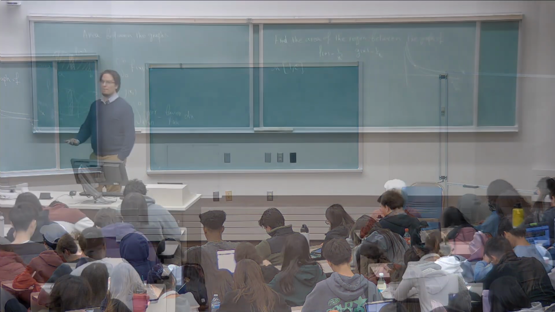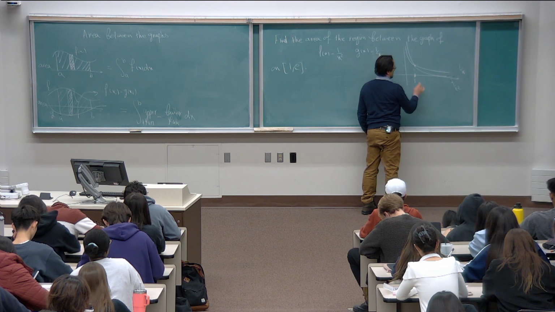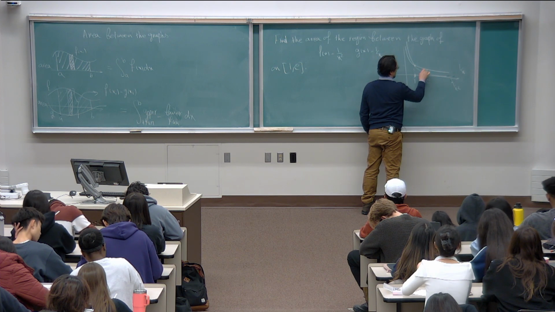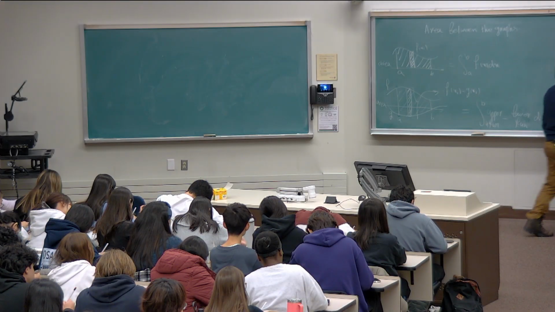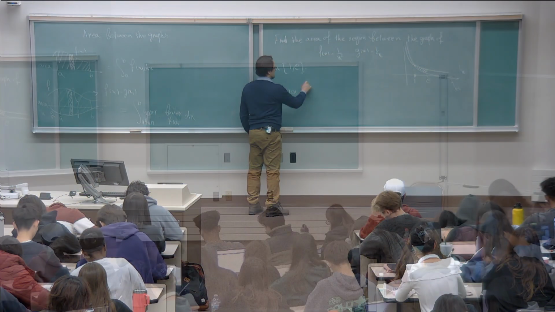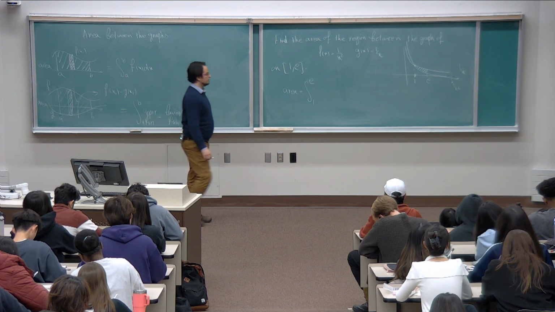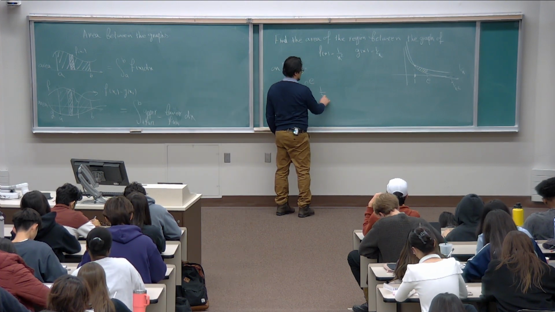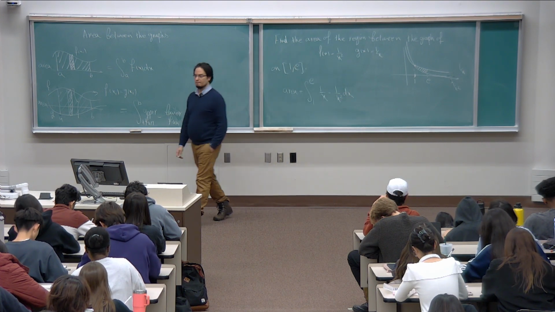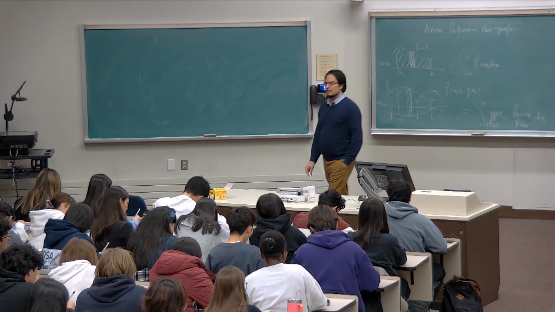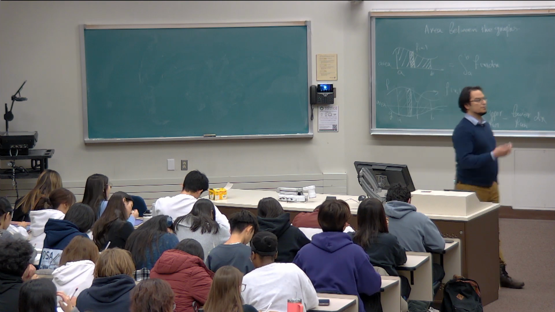For us, what matters is from 1, the intersection point we already figured out, all the way to e. That is the region we are trying to find the area for. So the area is given by the integral from 1 to e of the upper function, which is 1 over x, minus the lower function. That is the key point for us, to write the area as one integral.